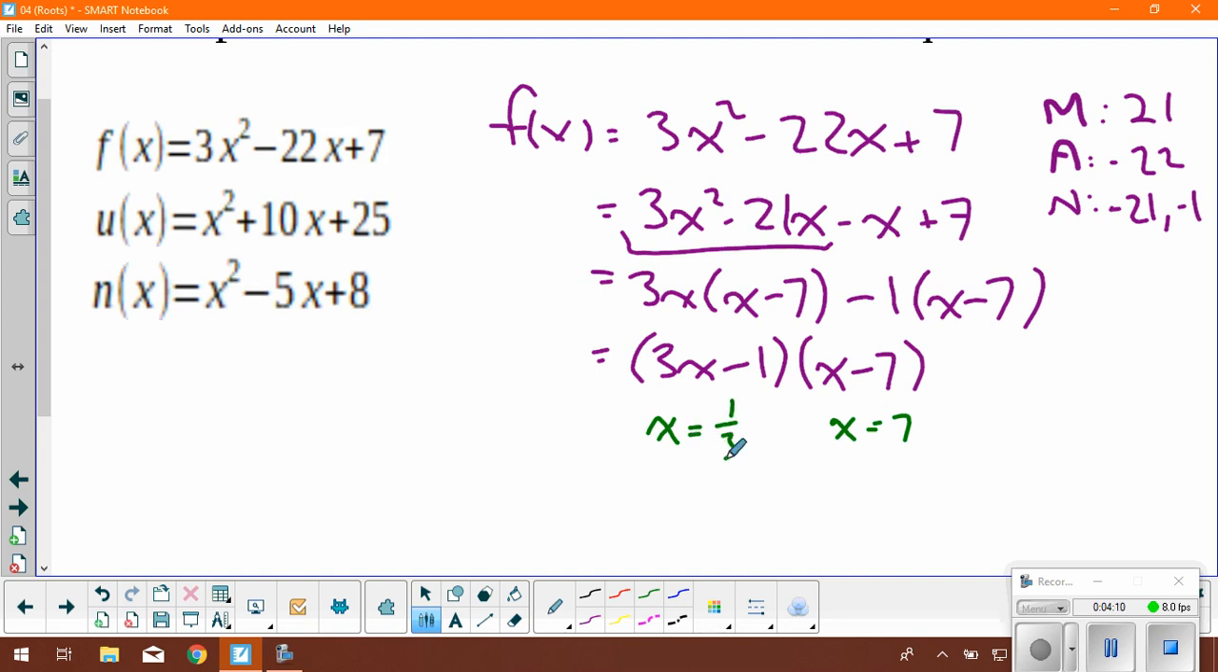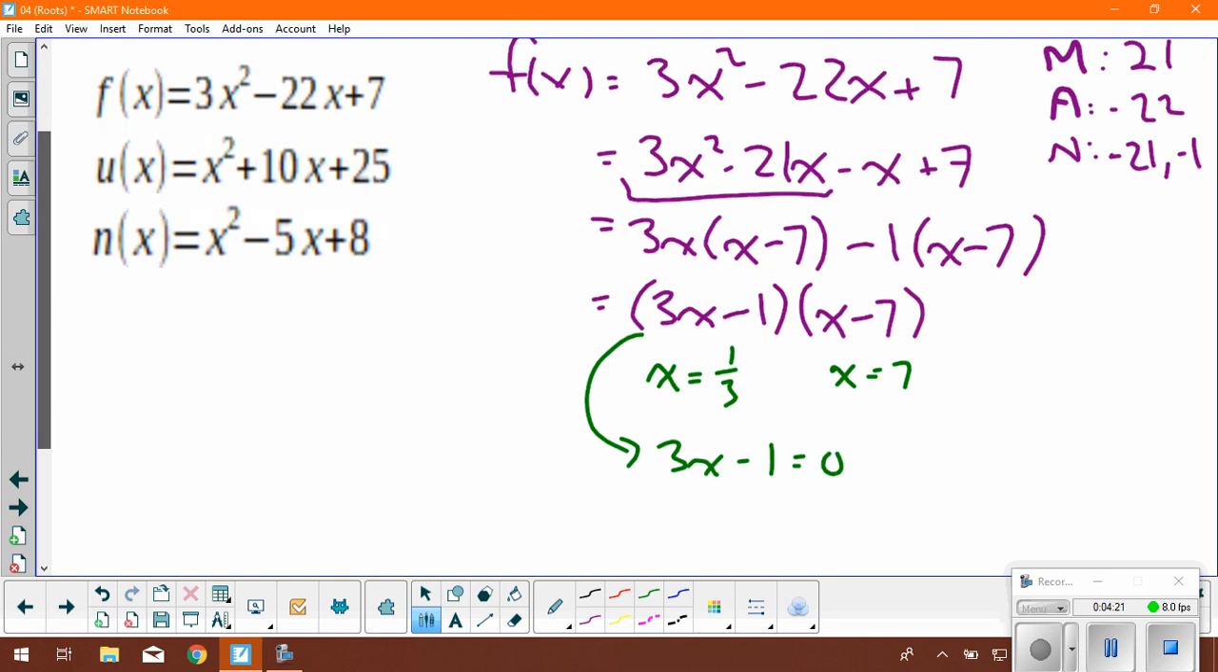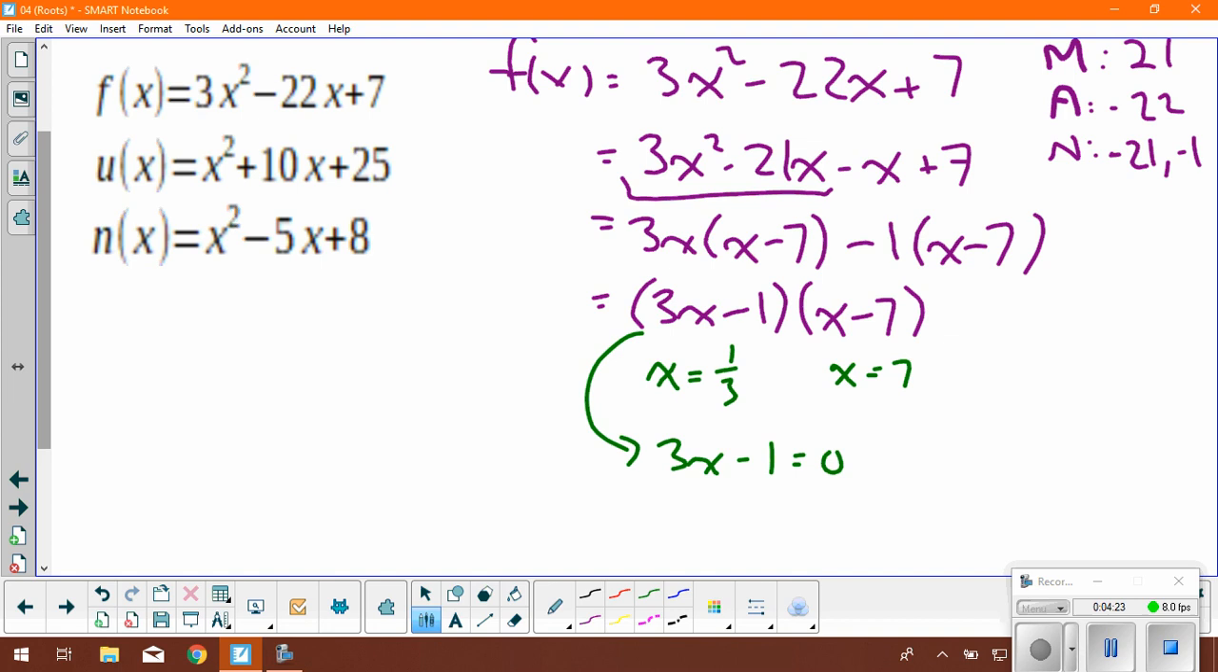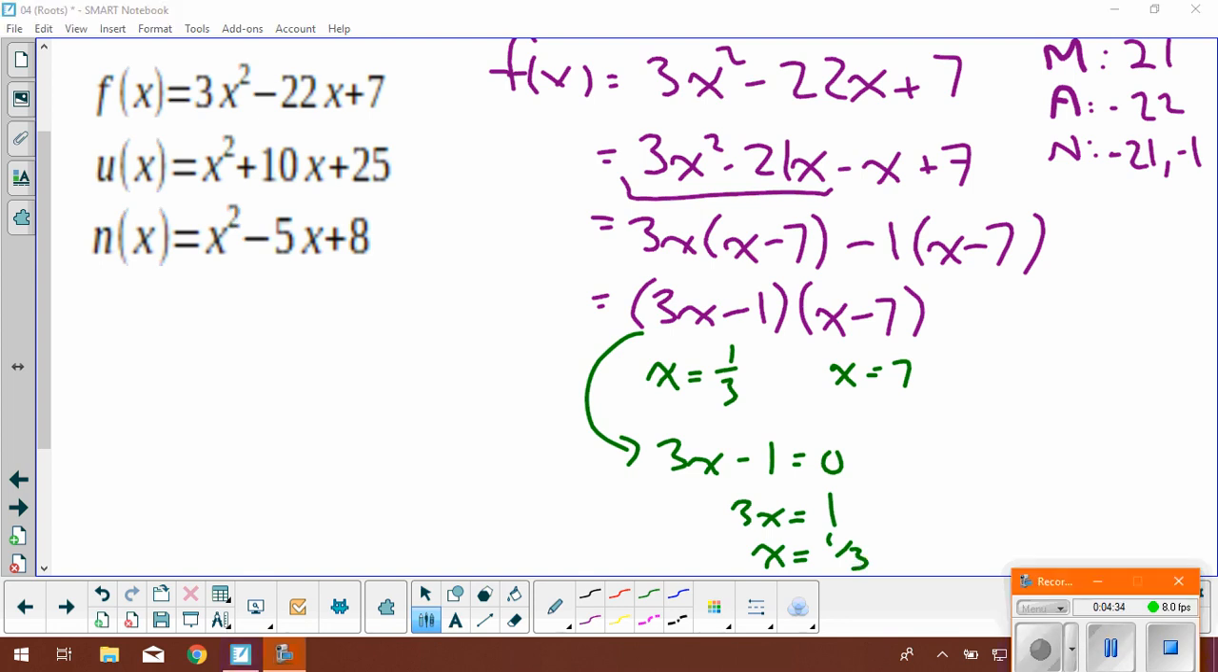But if you're not sure about that, just to refresh where we got that from, what I'm really doing is setting that bracket equal to 0, because I want to figure out what value of x would make it 0. So I bring the 1 over, then divide both sides by 3, and we have x equals 1/3. So I got my roots, 1/3 and 7. Okay, let's try the next one.